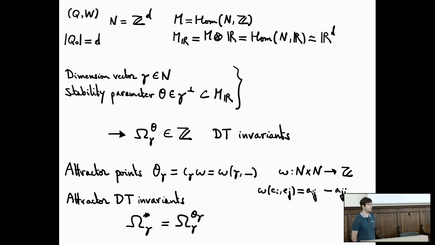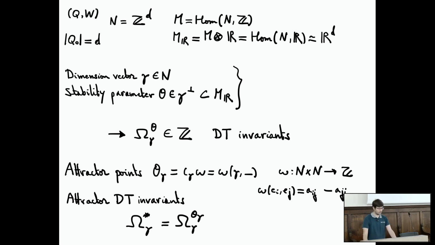So let me recall some notations we introduced last time while talking about Donaldson-Thomas theory of quivers. I denote by Q a quiver and W a potential for Q. And in this lecture, I will always denote by d the number of vertices of the quiver. And I was denoting by N what was before denoted by gamma, which is the lattice of dimension vectors. So it's just Z to the d with a natural basis indexed by the vertices of the quiver. And we introduce this dual lattice M and the corresponding real vector space M_R. So it's just a real vector space of dimension d.